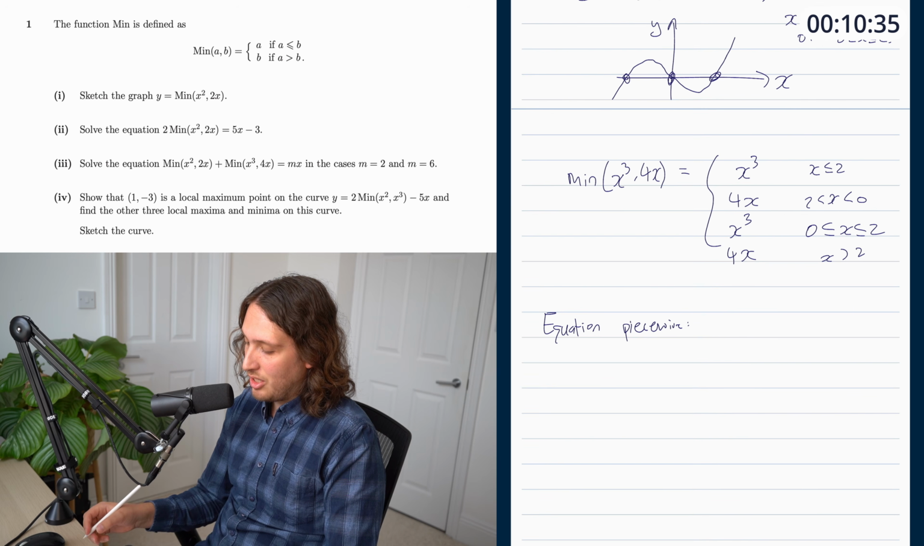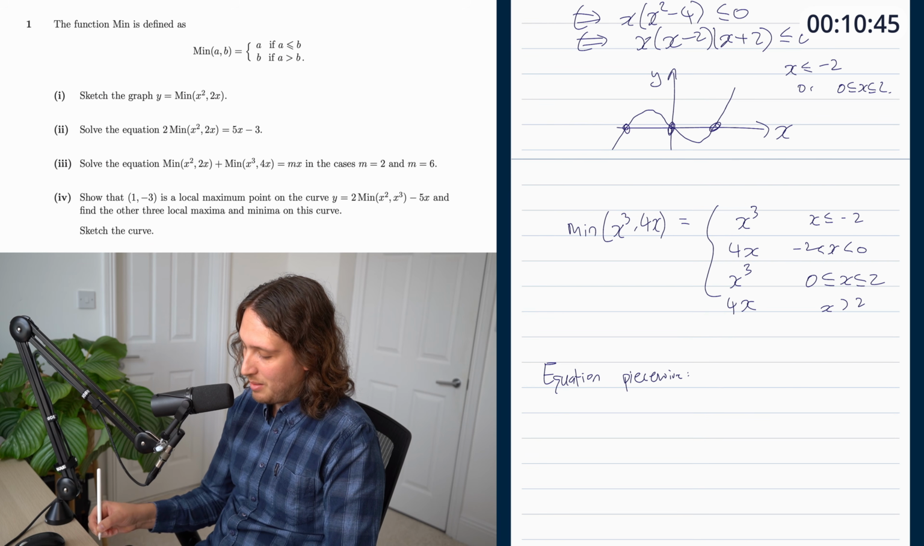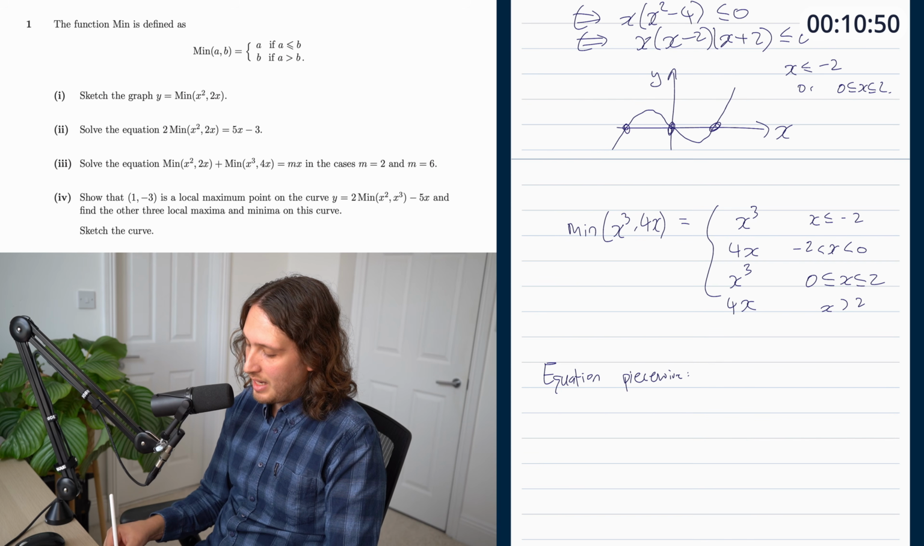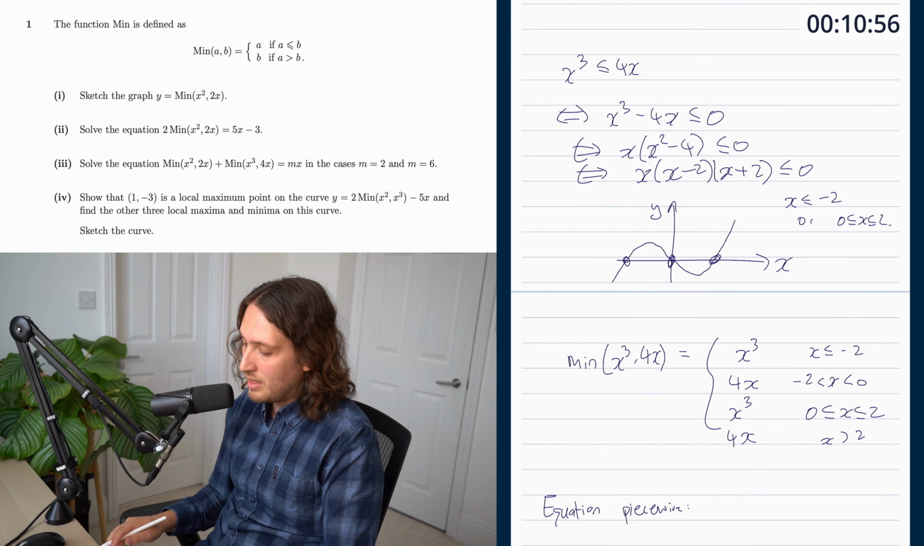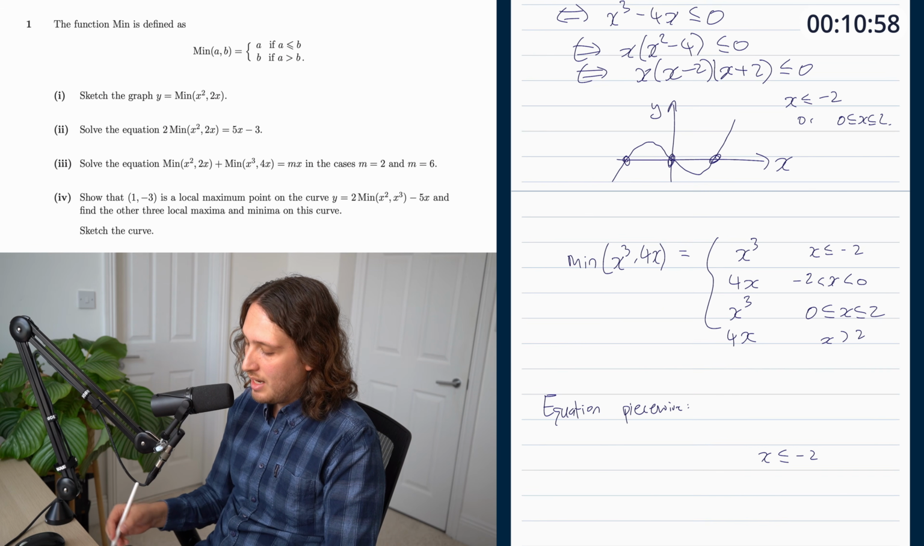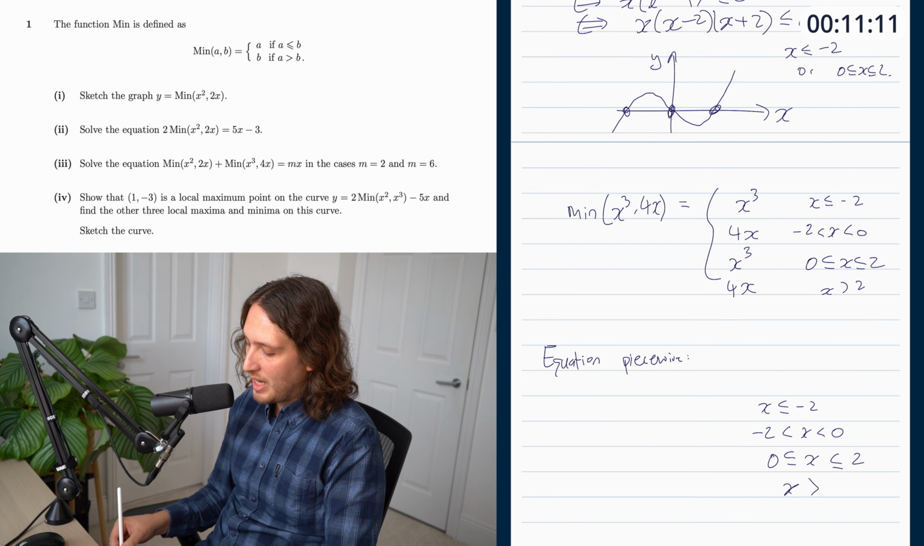So what cases will I actually have? Oh, and that should say minus 2, not 2. That was close. So I've got the case when x is less than or equal to minus 2. I need to split into a new case at minus 2 because the second min function changes, even though the first one doesn't. And then I need to split at 0 because they both change. And then I also need to split at 2 because they both change again.